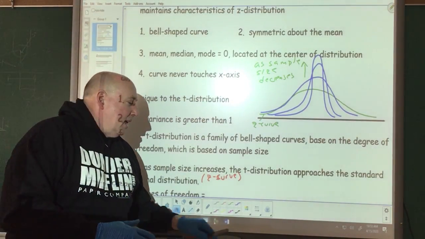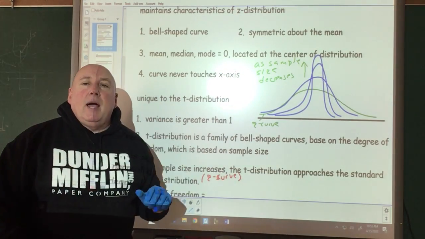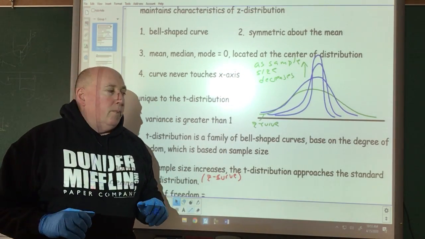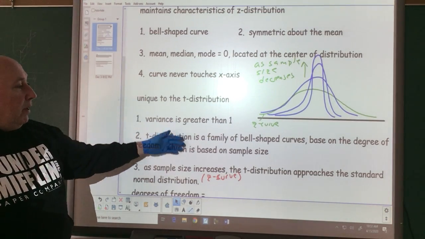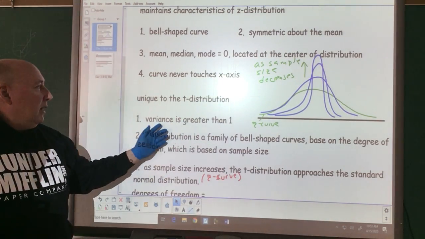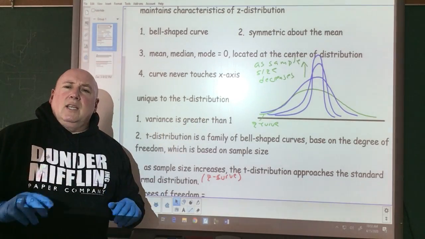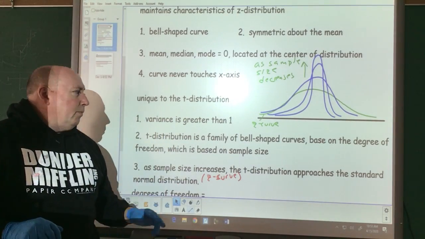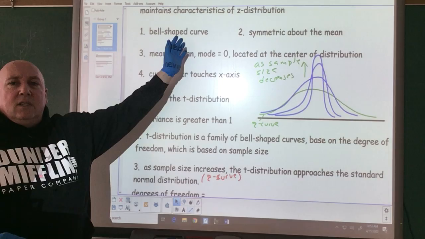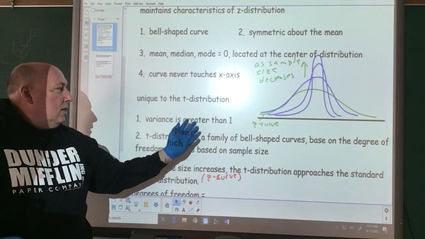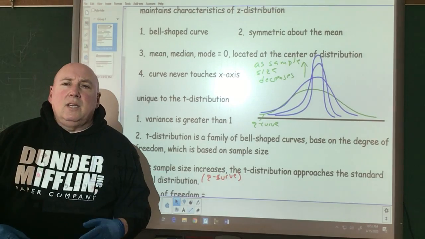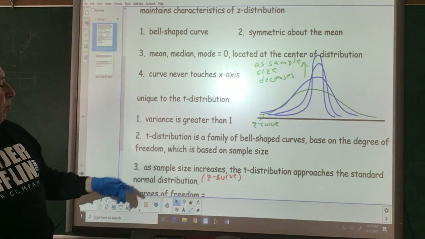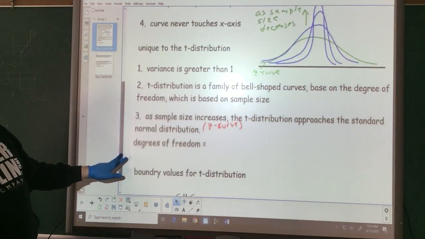So, this is the theory behind what a t-distribution does. Once again, you'll be asked to give me a characteristic that's unique to a t-distribution. Because we did characteristics of the z-distribution in the last quiz, on this quiz I'm going to ask you what are some characteristics unique to the t-distribution? So you have to give me one of these characteristics.